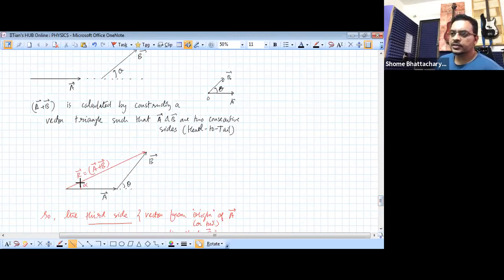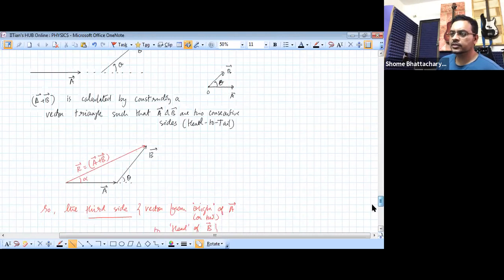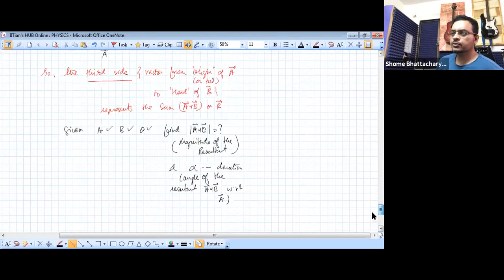So that's the construction of the vector triangle. Now obviously I'm not going to sit here and solve this geometrically by measuring the length. I'm going to solve this using trigonometry. So how do I find the third side of the triangle? Just by using trigonometry.